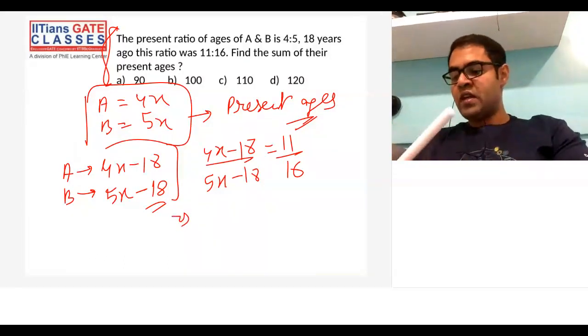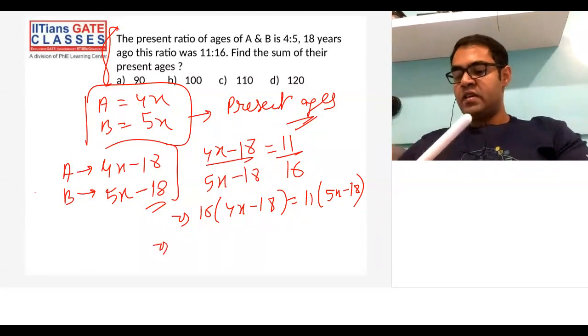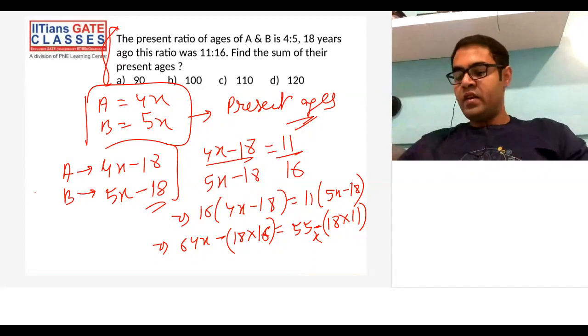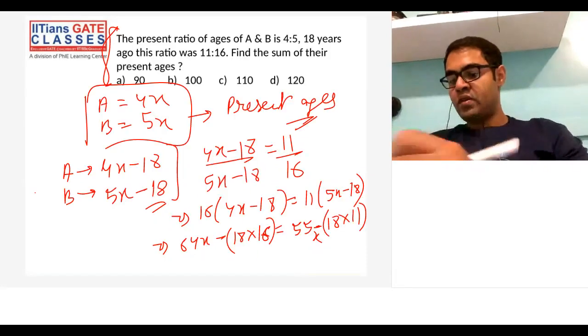So I'll try to multiply this. 16 times of 4x minus 18 is equal to 11 times of 5x minus 18. Alright, so let's multiply. 16 4s are 64x minus, let me just keep it as 18 into 16. Okay, and this becomes 55x minus 11 into 18. I'll keep this as it is. This is 55x. All right. So now this becomes what? This becomes 9x is equal to what?